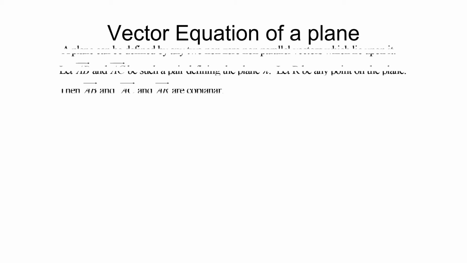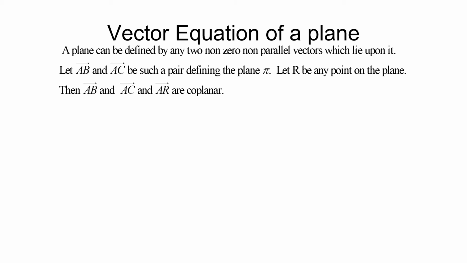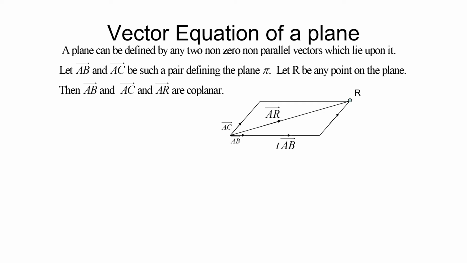So now we're going to investigate how to actually derive the vector equation of a plane. For example, if you have a diagram as such and you are given a plane, assume this is a plane, and you're given vector AB, you're given vector AC, AR, and R is basically any point on this particular plane.